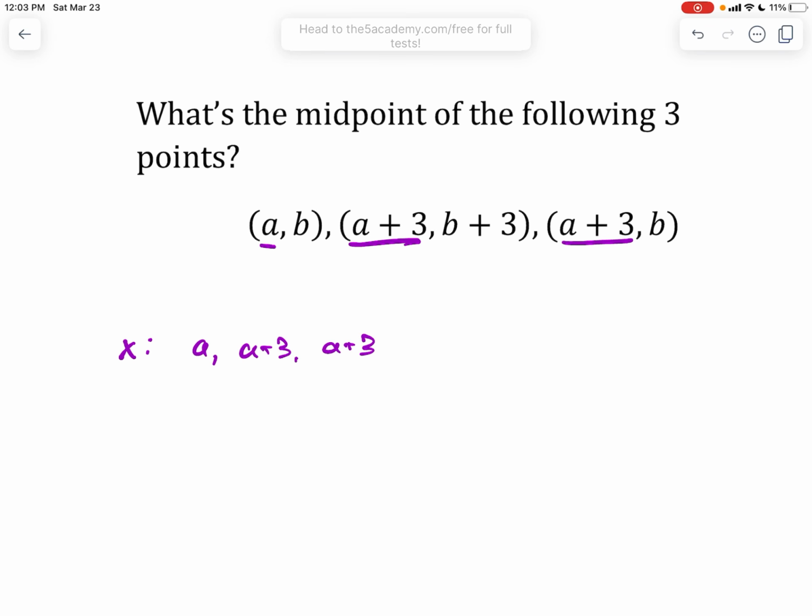What you want to do when you're finding the midpoint is, for each half of the problem, for the x side, for example, you just want to find the average. So what's the average of these three numbers? You might think, I don't know what the numbers are, how can I find the average? Well, what's the formula for average? Average is equal to sum divided by number of numbers. So let's just take the sum and divide by the number of numbers.